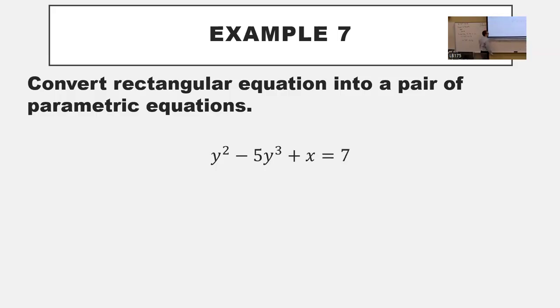Let's skip over example 6 and go straight to example 7. In example 7, we want to convert to a pair of parametrics. We have y squared minus 5y to the third power plus x is equal to 7. Take a moment and try to do this in the simplest way possible by putting one of the variables equal to t.